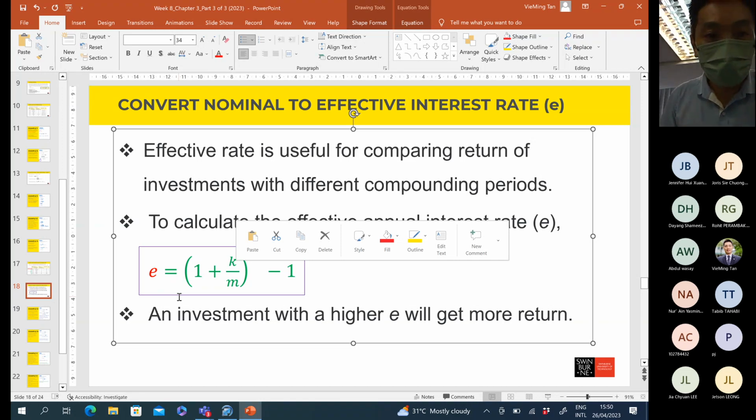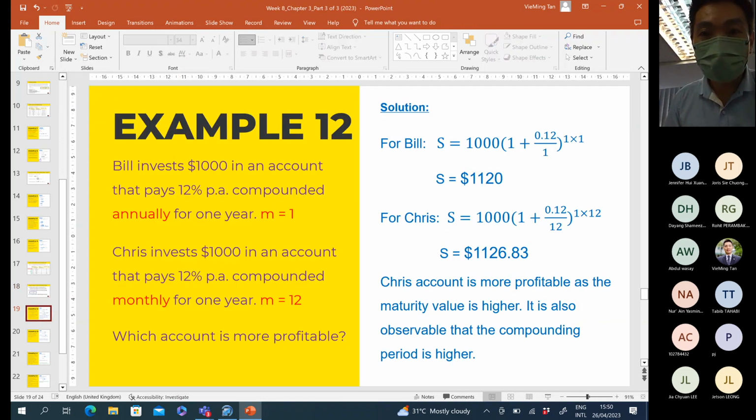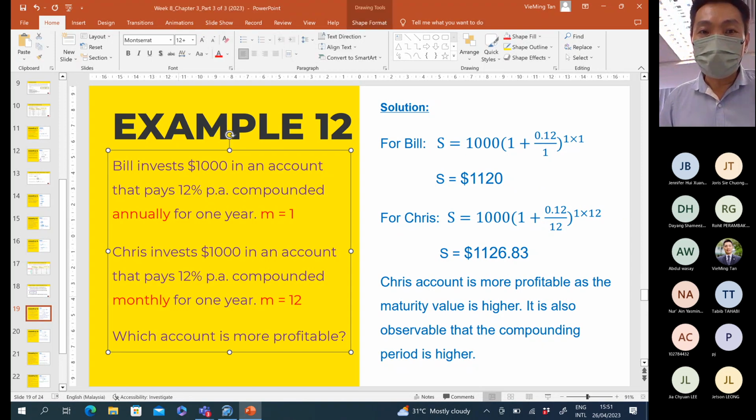Okay, so let's try to apply this formula for example 12. Bill invests 1,000 in an account that pays 12% per annum compound annually for 1 year. So for this question, M is equal to 1. Why do we know that M is equal to 1? Because of the words compound annually. So this is for Bill's case.